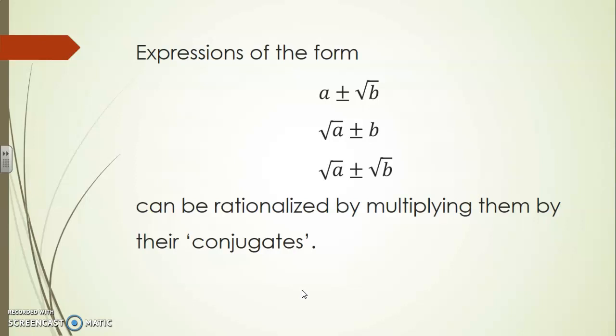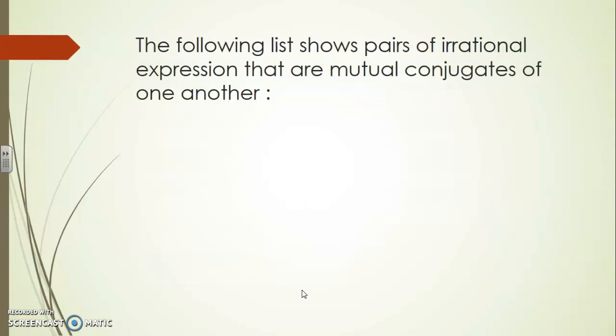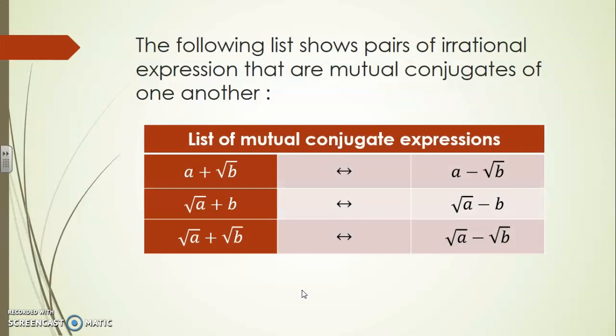Expressions of the form a plus or minus root of b, or root of a plus or minus b, or even a sum or a difference of two rooted numbers can also be rationalized by multiplying them by their conjugates. Here's the list that shows the pairs of irrational expressions that are mutual conjugates of one another. A plus root of b has, as its conjugate, a minus root of b. Root of a plus b has as its conjugate, root of a minus b. And the sum of root of a and root of b has as its conjugate the difference of the root of a and the root of b. Of course, it's always mutual, hence the double-sided arrows. So these are always conjugates of one another that we've paired up.